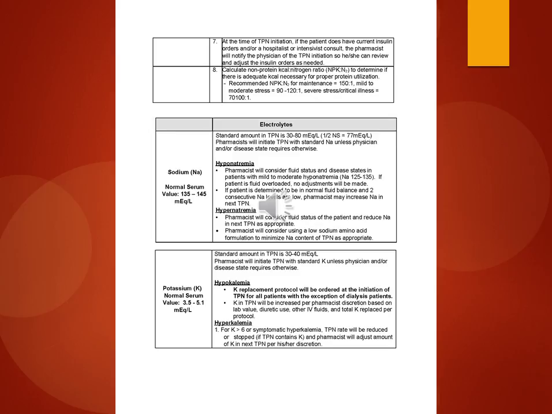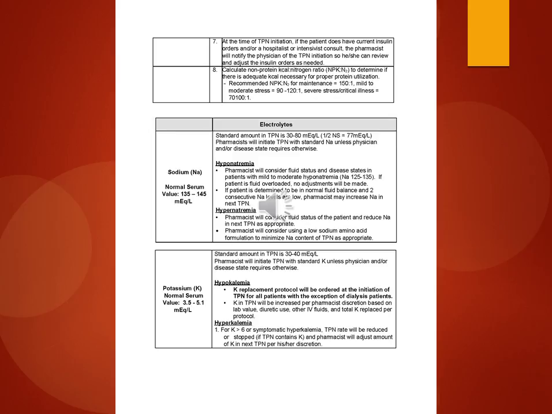8. Calculate the non-protein kcal to nitrogen ratio, NPK:N2, to determine if there is adequate kcal necessary for proper protein utilization. Recommended NPK:N2 for maintenance equals 150:1, mild to moderate stress equals 90-120:1, severe stress/critical illness equals 70-100:1. Electrolytes. Sodium, Na, normal serum value, 135 to 145.